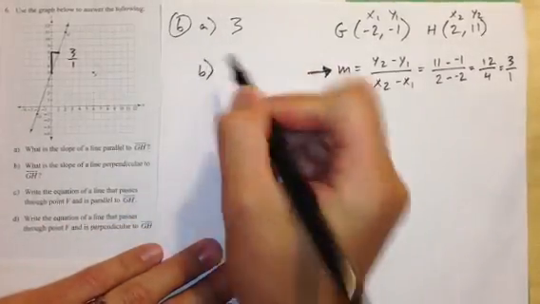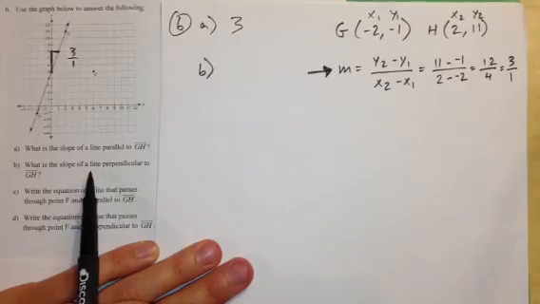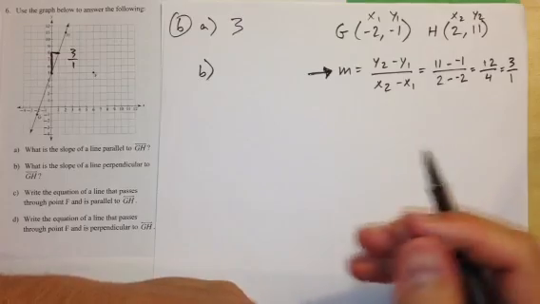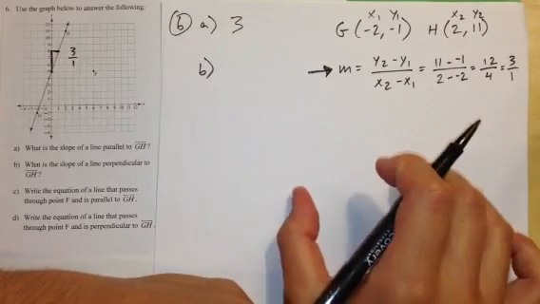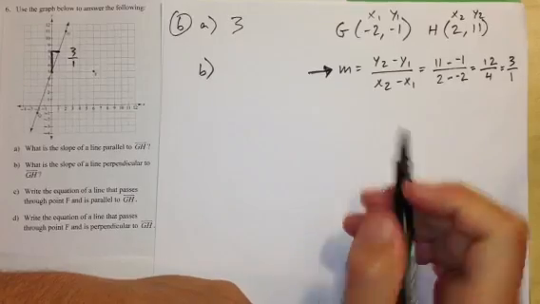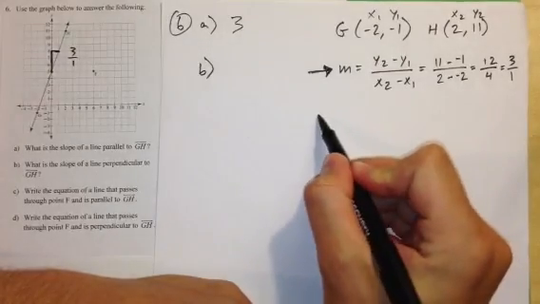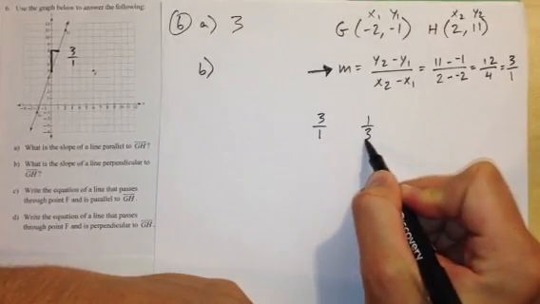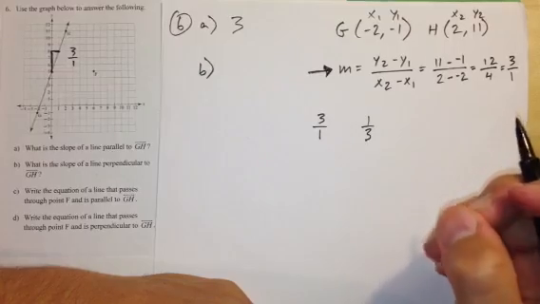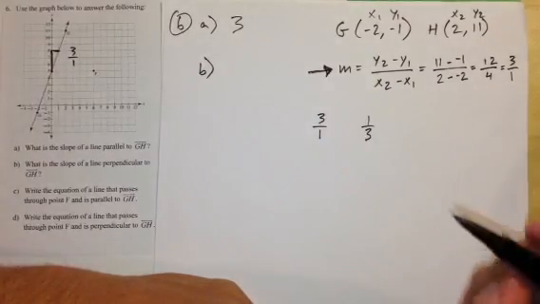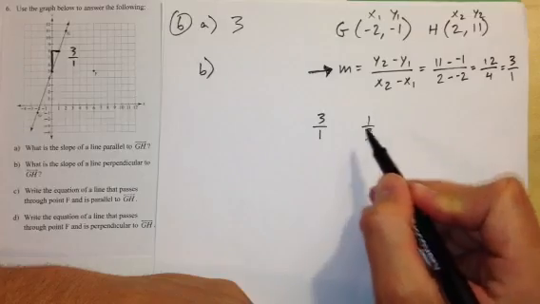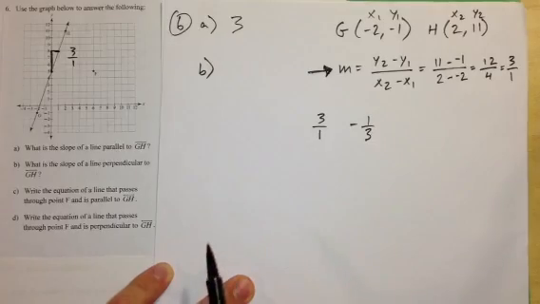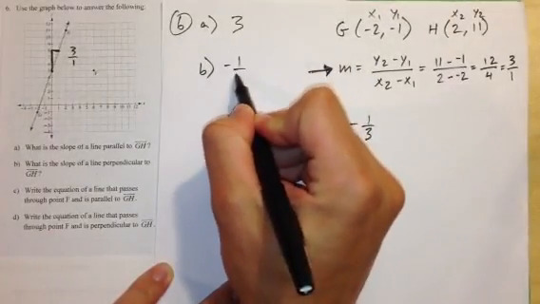Okay, part B. Part B reads, what is the slope of a line perpendicular to line GH? Well, you know from your notes that perpendicular lines, their slopes are the negative reciprocal. So if we know that the slope of line GH is 3 over 1, the reciprocal of that is 1 over 3, and perpendicular lines, the slopes are the negative reciprocal or the opposite reciprocal. So instead of just 1 over 3, it's going to be -1 over 3. So the slope of a line perpendicular to line GH is -1 over 3.